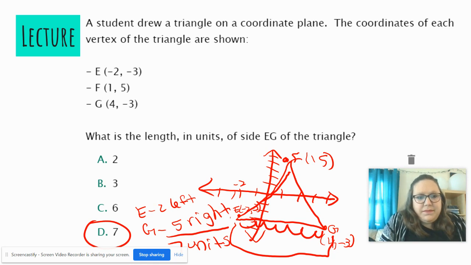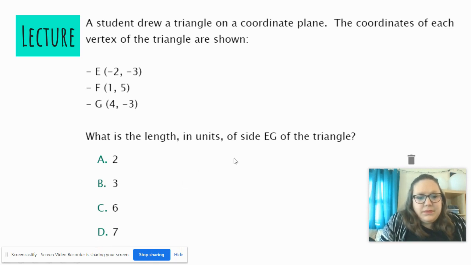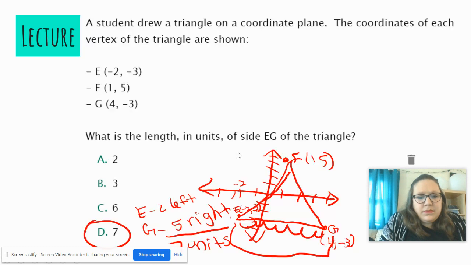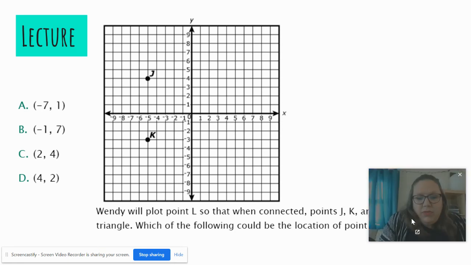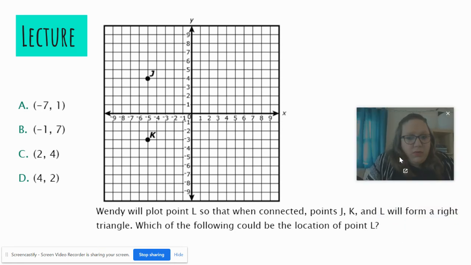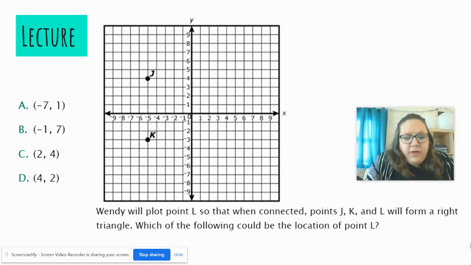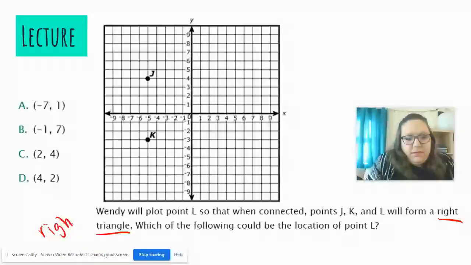All right, moving on. Wendy will plot point L so that when connected, points J, K, and L will form a right triangle. Which of the following could be the point L? Remember, a right triangle means there needs to be a right angle. So we're basically just going to plot each point and then see if it would make a right triangle.